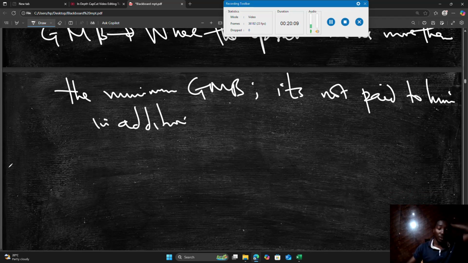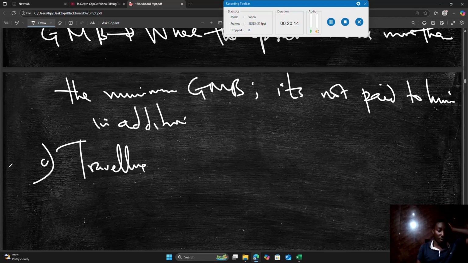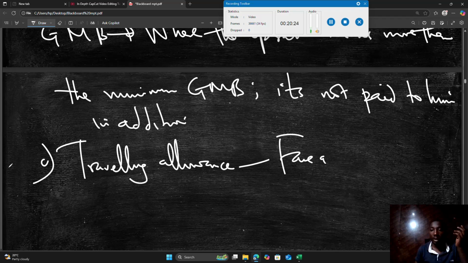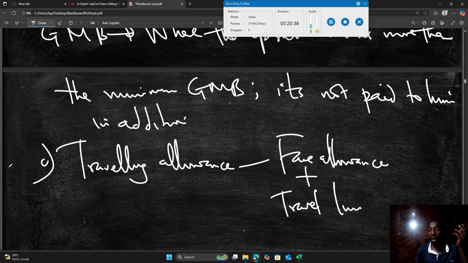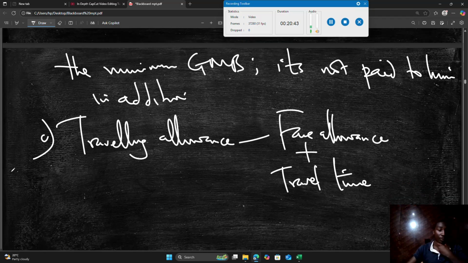So we can also give traveling allowances, and this would involve a fare allowance for their transport and travel time. So the traveling allowance is a function of the fare allowance plus the travel time. When the worker is traveling, their time should be paid.